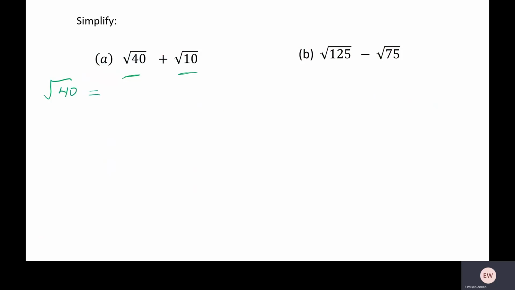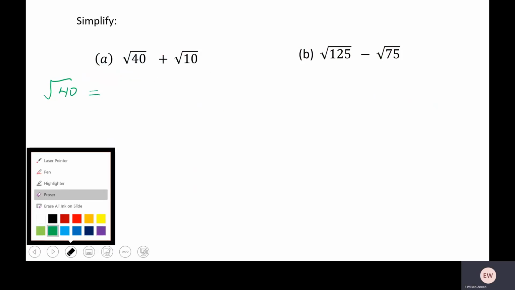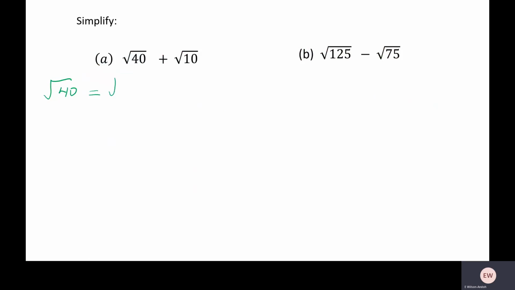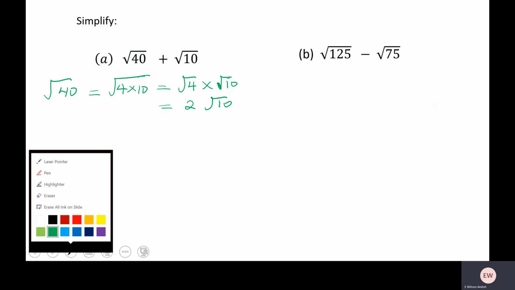So let's pick root 40. What square number is a factor of 40? That square number is 4. So we write this as root 4 times 10, and this is equal to root 4 times root 10 when we apply the rule for multiplication. Root 4 is equal to 2, so we get 2 root 10. So instead of root 40, we will write 2 root 10.